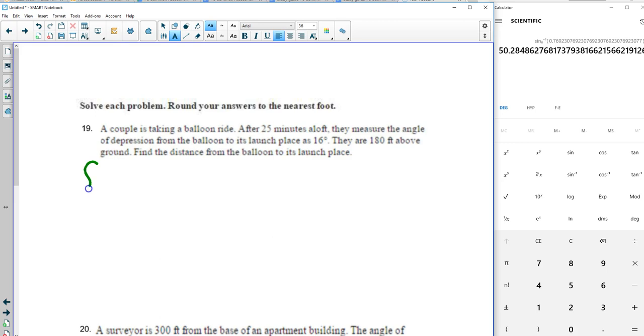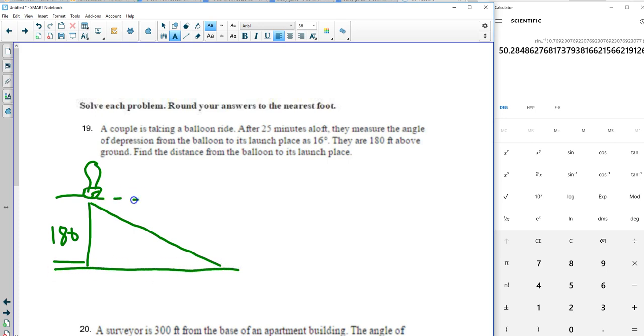So we have a balloon here. The people are in the hot air balloon. And the distance to the ground is 180. And they say the angle of depression, that this angle is 16 degrees. Okay, so they want to find this distance D. So we know that this angle and that angle are equal to each other. So this is also 16.